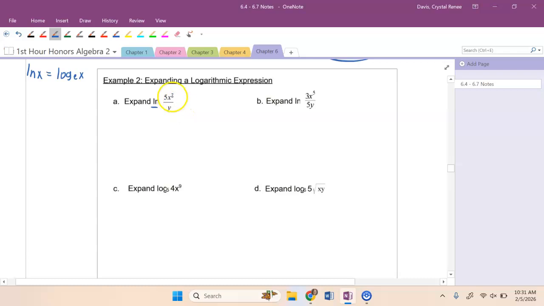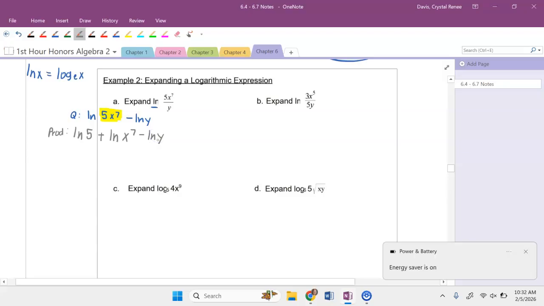So first thing we do is, by using the quotient property, we can break this into natural log of 5x to the 7th minus natural log of y. That's what we did before. The difference here is we have multiple steps because here we have a product. So to use the product property, we can break this into natural log of 5 plus natural log of x to the 7th minus natural log of y.